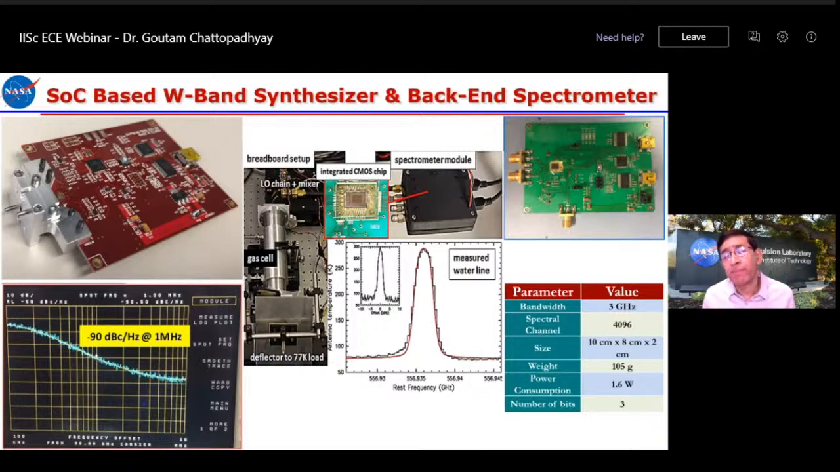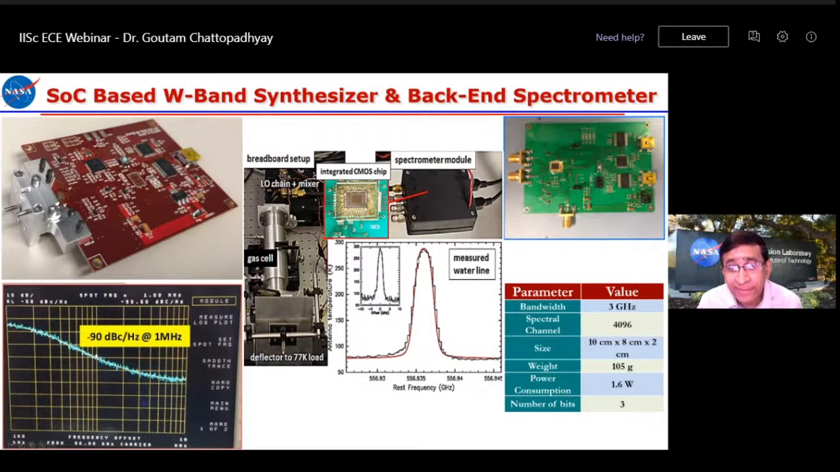And then we also needed a back-end spectrometer, a spectrum analyzer, because we are analyzing the spectrum at 509 gigahertz, 547 gigahertz, 552, 557. If you buy a standard back-end spectrum analyzer that goes on an instrument, it costs a lot of mass and power. The power is about 8 watts. A 3 gigahertz bandwidth spectrum analyzer is not easy to get, because your ADC needs to be at 6 giga samples per second. That is not easy at all, as you all know. And then you have to have the FFT analyzer and everything on the chip.